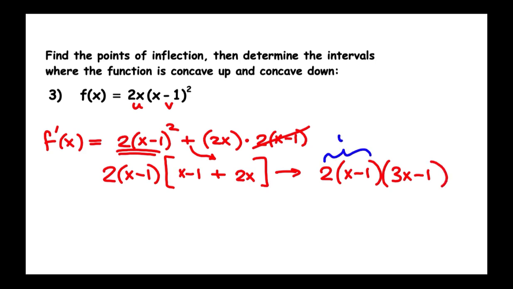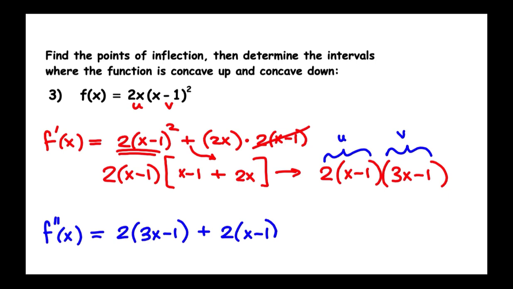I'm going to have to make this, again, the u, and this the v. You can think of u as being 2x minus 2 if that helps out. All right, second derivative, one more product rule. U prime v plus u v prime. That is going to give us 2 quantity 3x minus 1. That's the u prime v. Plus the 2x minus 1 times v prime, which is times 3. Okay, that's going to be 6x minus 2.